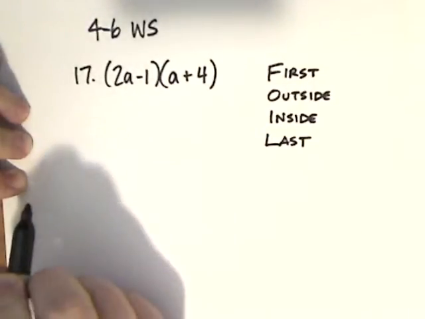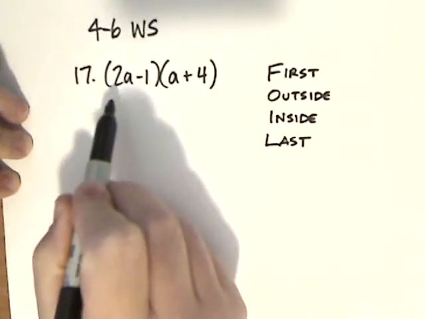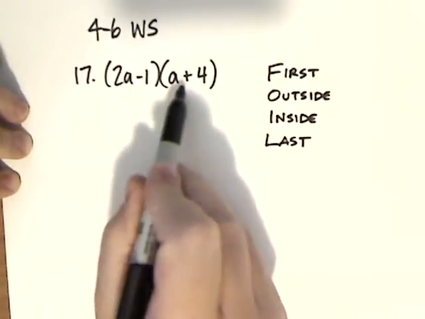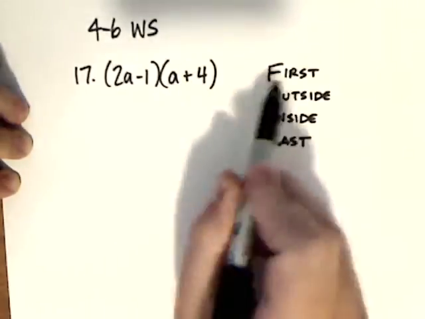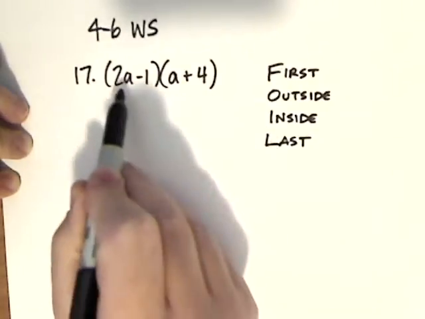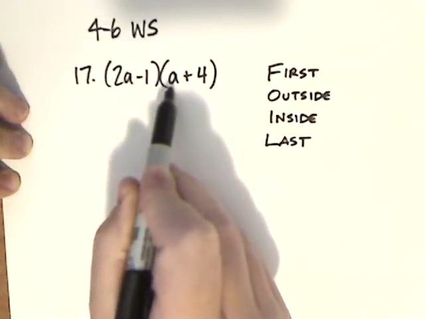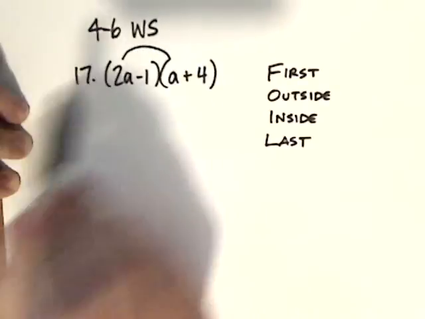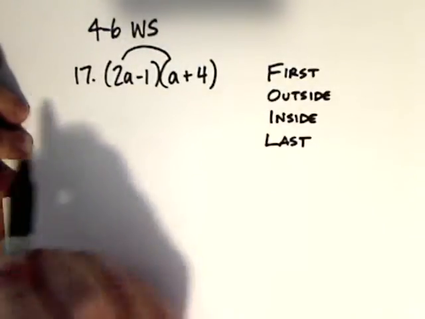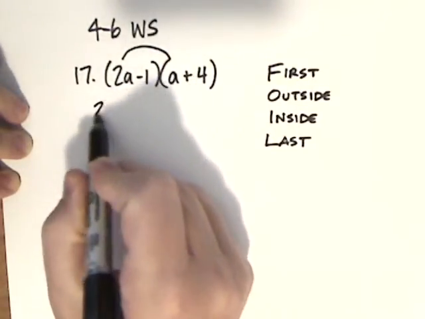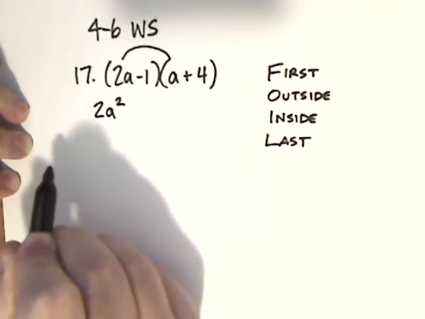So let's try and use the FOIL method here. We're going to take the first term from each of the binomials and multiply them. That's where the F for first comes from. This one times this one. Sometimes I like to connect the ones I'm multiplying with a little line. So 2a times a is 2a squared.